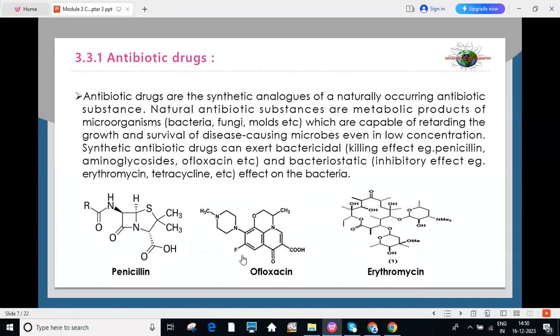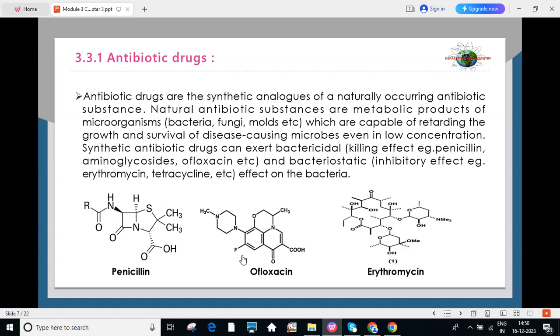So we discussed already what antibiotics are. Antibiotic drugs are the synthetic analogs of naturally occurring antibiotic substances. Natural antibiotic substances are metabolic products of microorganisms, bacteria, fungi, molds, etc., which are capable of retarding the growth and survival of disease-causing microbes even in low concentration.